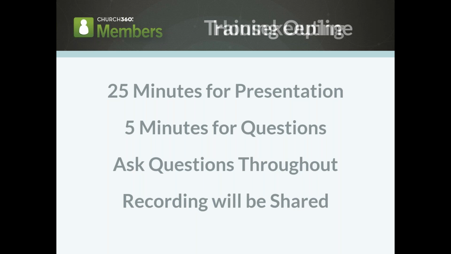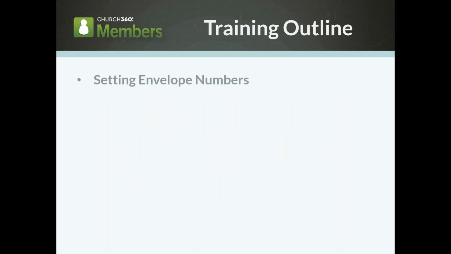So, a quick outline of what we'll be looking at today. We're going to focus on setting envelope numbers. Now, that process in and of itself is not too difficult, but it's all the other things that come into play that make it a little bit more complex. So we're going to start off there and show the basics, and then we'll really get into some strategies on how to do it in your church.